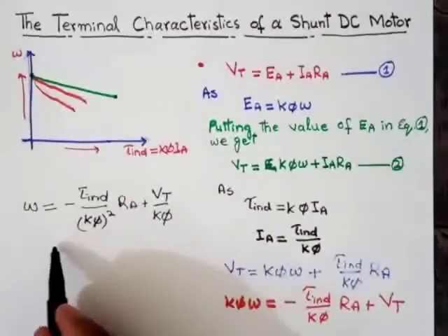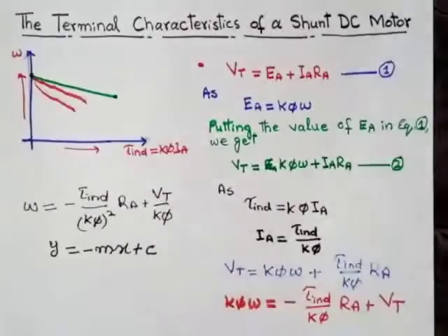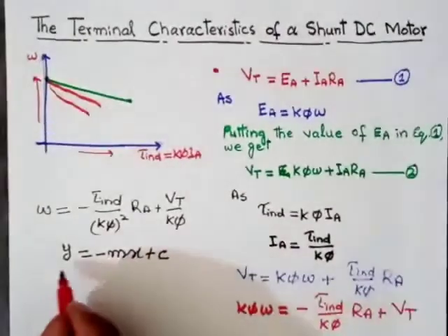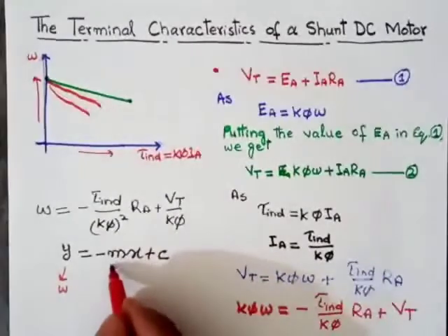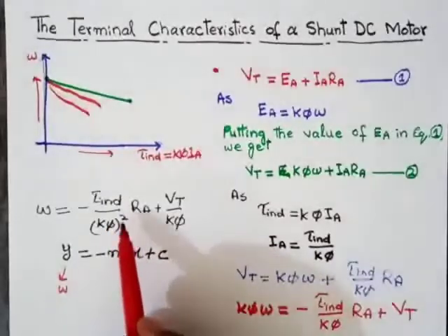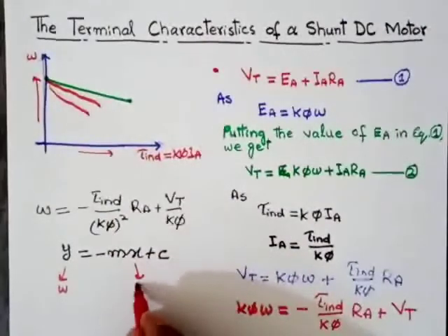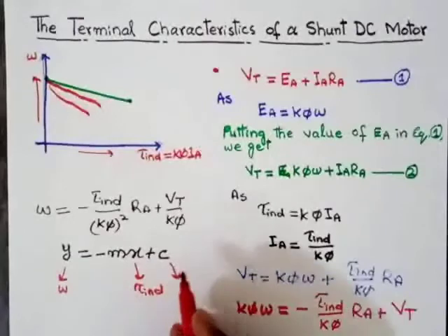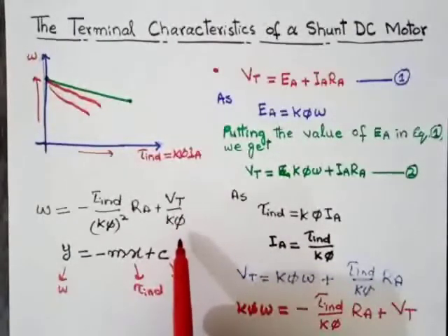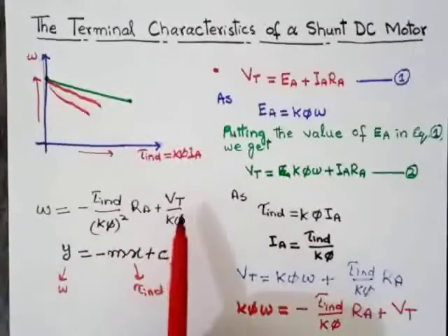As you know, this equation is very similar to y is equal to minus mx plus c. Here y is the omega, m is Ra over K phi square, and x is the tau induced. And c is the constant. Here the constant is Vt over K phi. Now, when the torque induced is 0, omega will be equal to Vt over K phi.